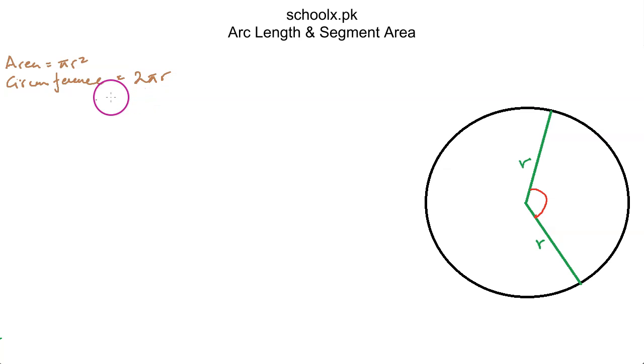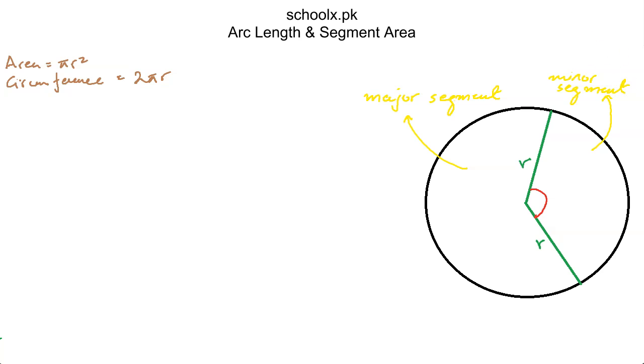Now what if I have divided this circle, let's say, into this segment and this segment from the center of the circle? Now this segment, the larger one, is called the major segment, and the smaller one is called the minor segment. So this right here is our minor segment.